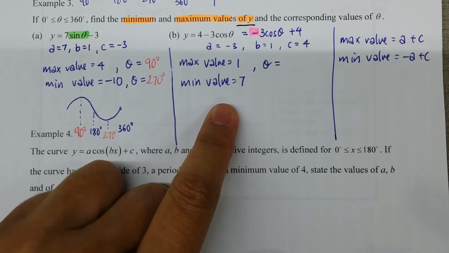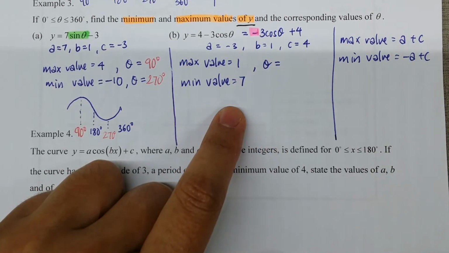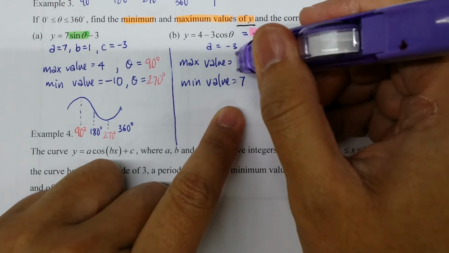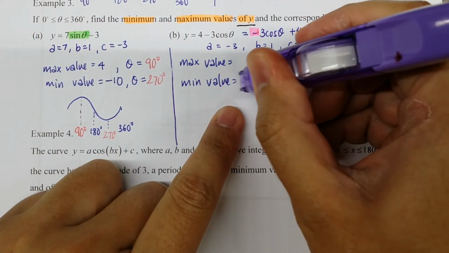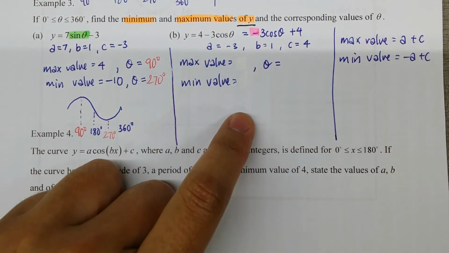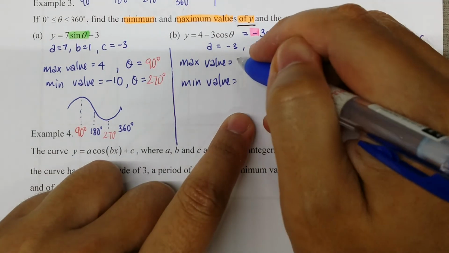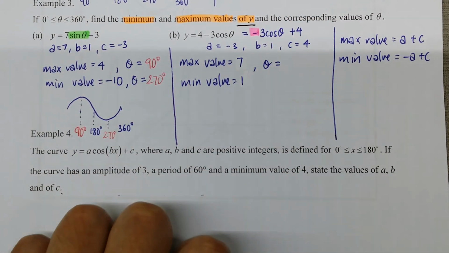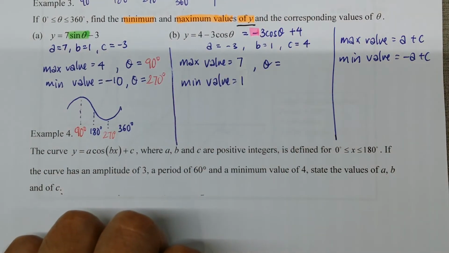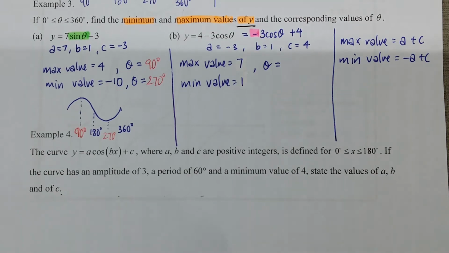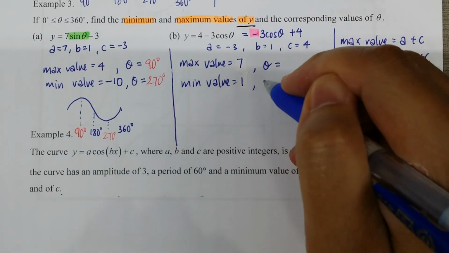So what do I do now? Just swap the position. Just swap the position, and write 7 here so that it makes sense. Otherwise it doesn't make sense at all. Alright, so when is theta what?